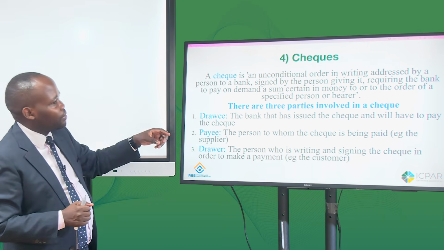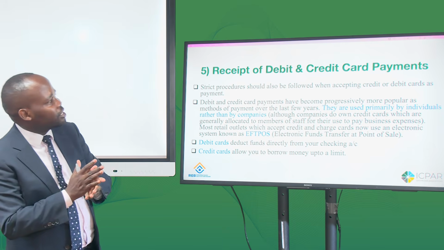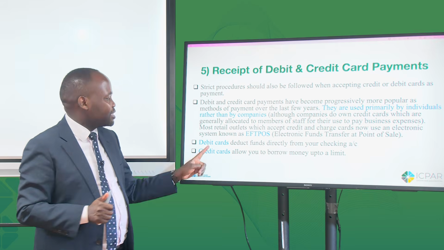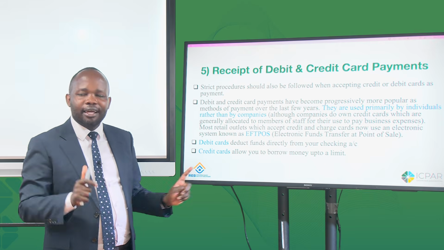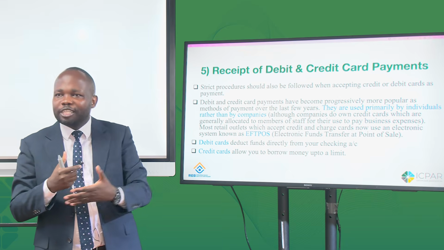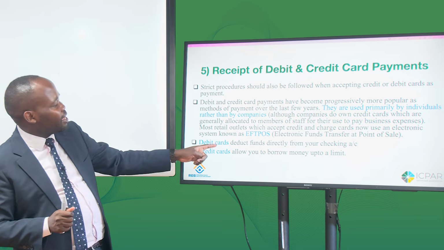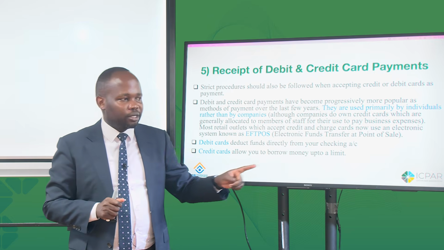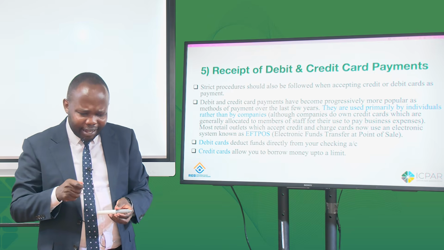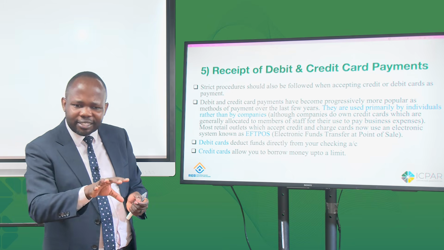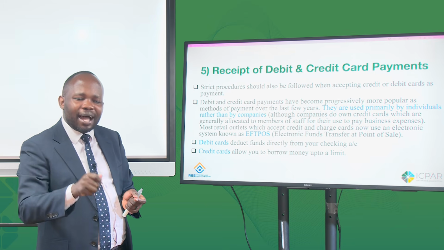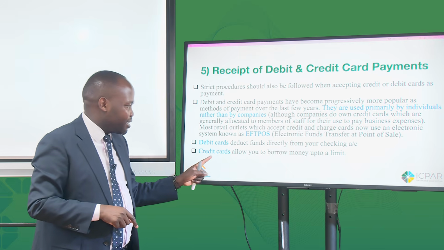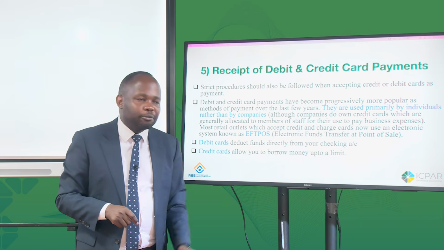So in our next slide, we are looking at receipt of debit and credit cards payment. We must start by looking at what is a debit card and what is a credit card. The two cards even look the same. But a debit card deducts funds directly from checking accounts. So if I have a debit card and I slot it into the machine, the money is collected directly, instantly from that card.